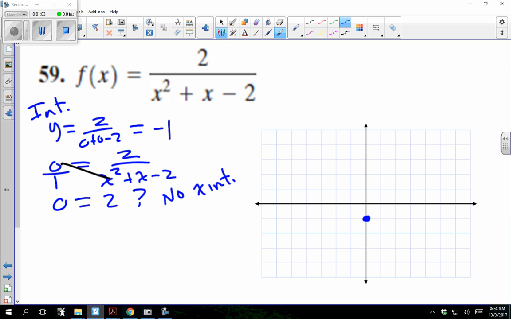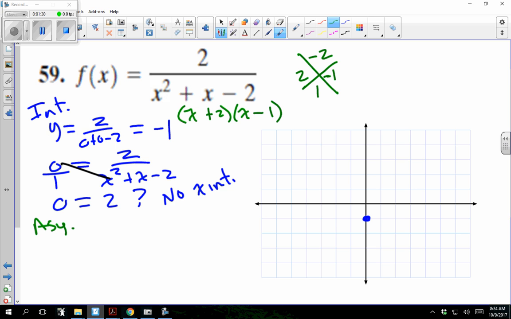Okay, now that will make more sense when we find the asymptotes, right? Our asymptotes: are there factors of -2 that add up to 1? Hopefully 2 and 1. So this will be x plus 2, x minus 1. That was a minus 1 there, sorry. Which tells us that our asymptotes are going to be at x equals -2 and 1.